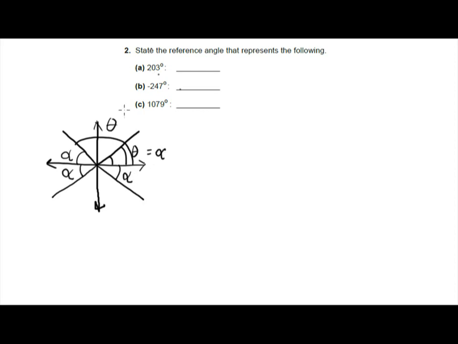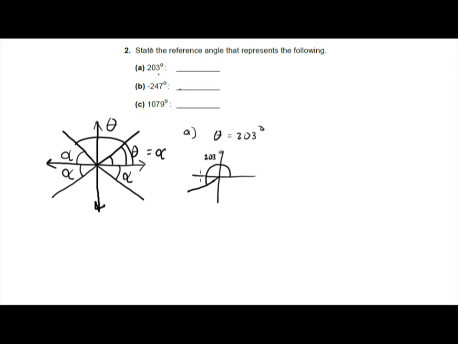Okay, so how do we apply this idea? In letter A, the angle theta is 203. First thing to do is to plot the angle. So where should we put the 203 degrees? The terminal side of the 203 degrees is located in the third quadrant, because this is 180, and if you extend it to the next axis, this will be 270. So it should be between 180 and 270. So the actual angle is 203.